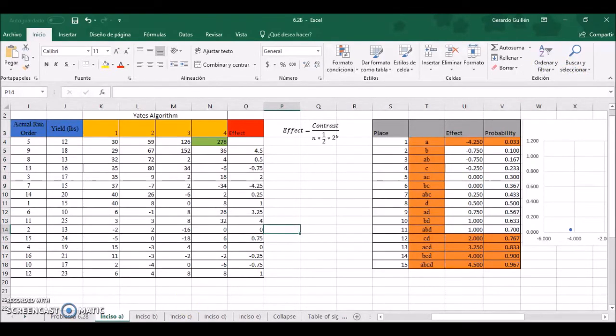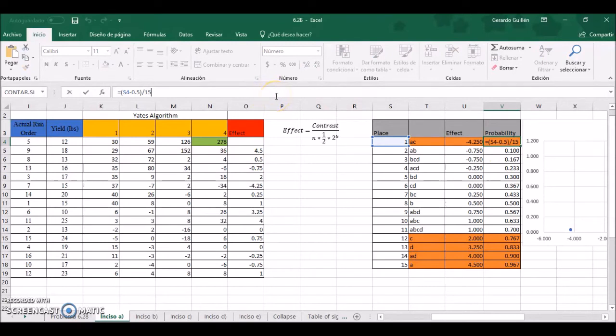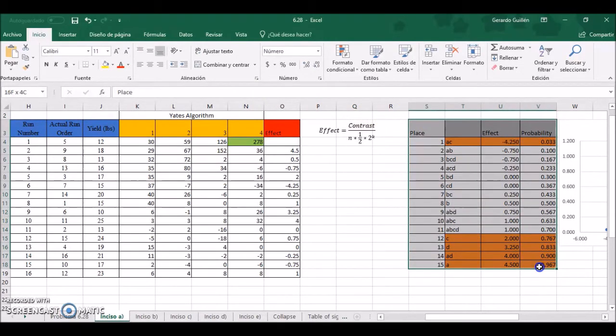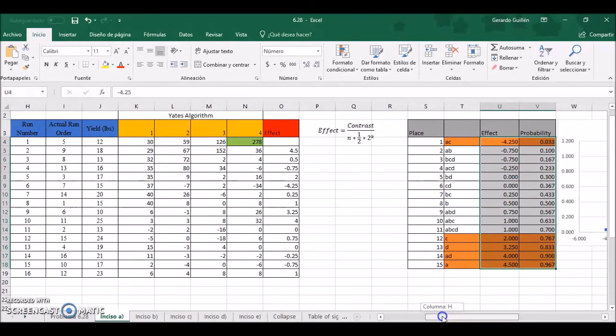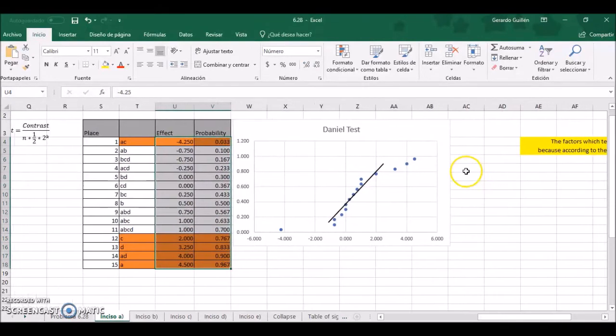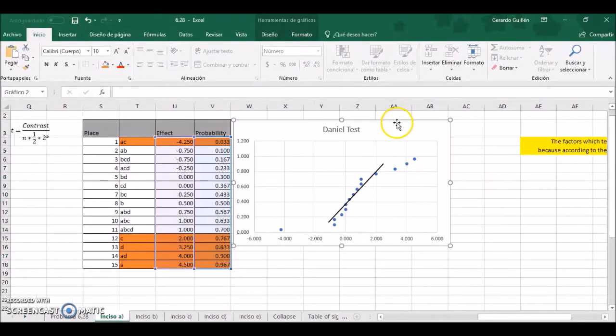Okay, and that's it. This is how it's supposed to look. What you have to do is get the probability of every place. The formula is very simple: it is the place minus 0.5 over the total number of places you have, which in this case is 15. When you get this table, you are going to plot these values, and this is the plot that we get, which is the Daniel test.